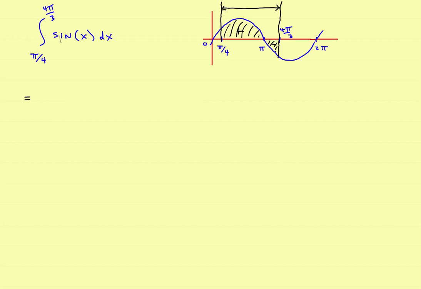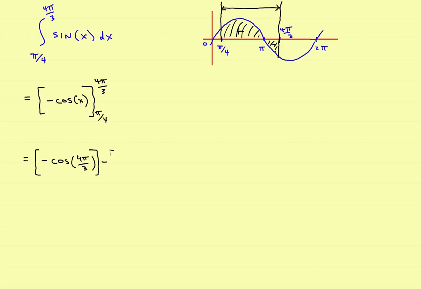Now just like before, the antiderivative of the sine is going to be the negative of the cosine. So this will be the negative of the cosine of x, evaluated from pi divided by 4 to 4 pi divided by 3. All right, so just like you've done before, plug in the top number and plug in the bottom number. So this will be the negative of the cosine, and plug in the top number, which is 4 pi divided by 3.